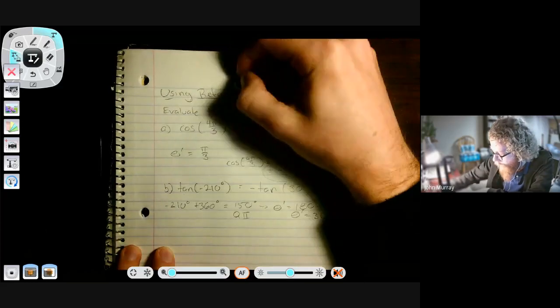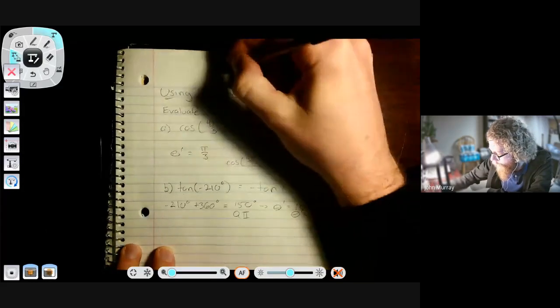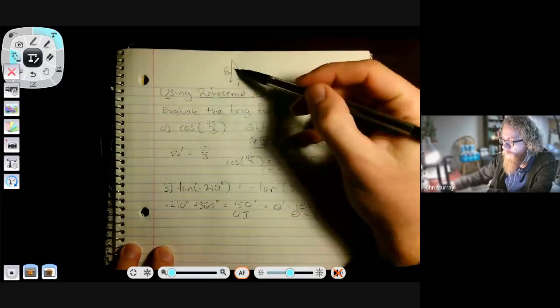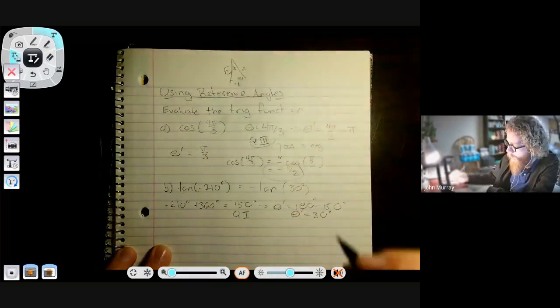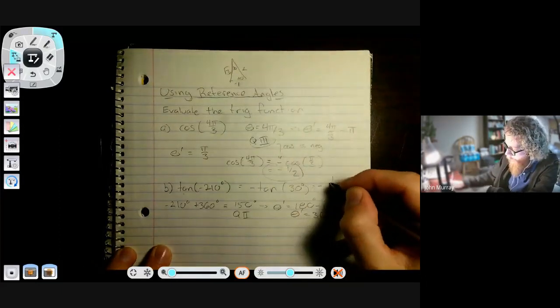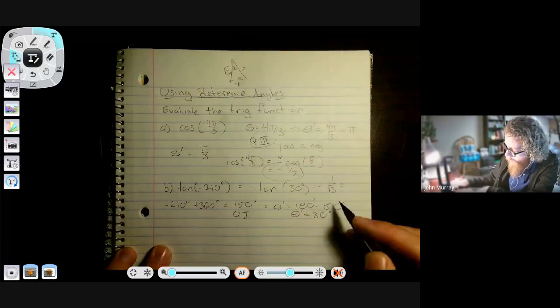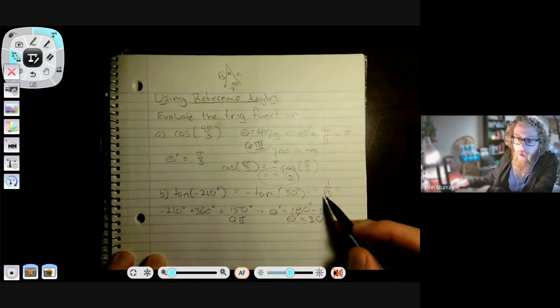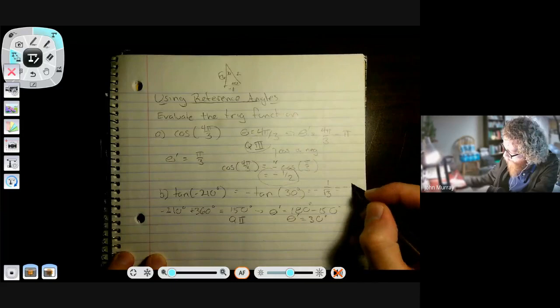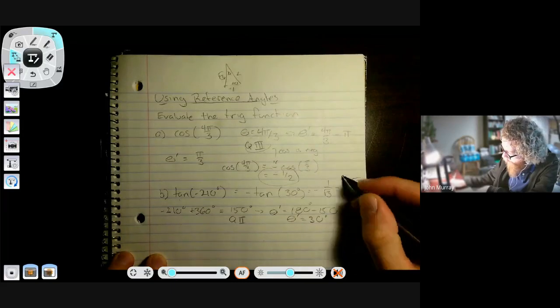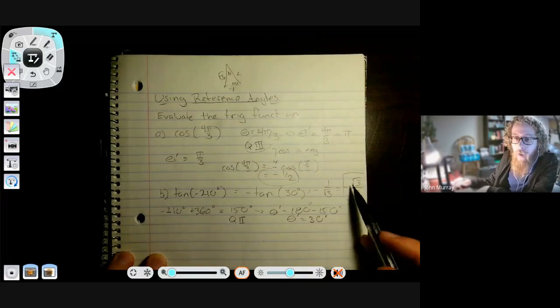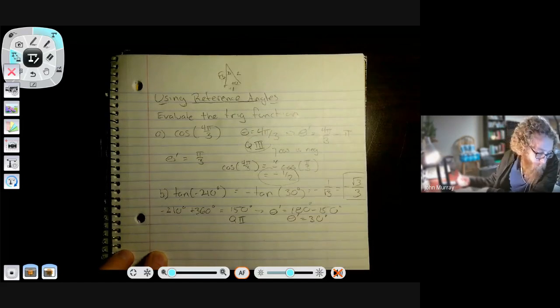Oh, I put these in the wrong spot. This is the 1, this is the root 3. Tangent of 30 is 1 over root 3. So we're going to make that negative 1 over root 3. But again, we don't like that square root in the bottom, so we're going to say negative root 3 over 3.